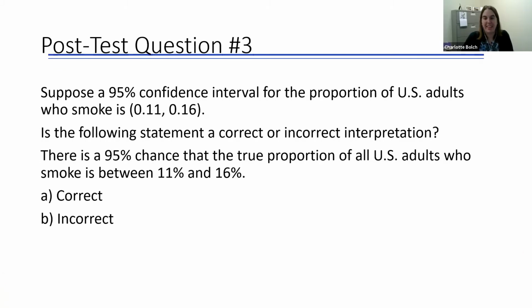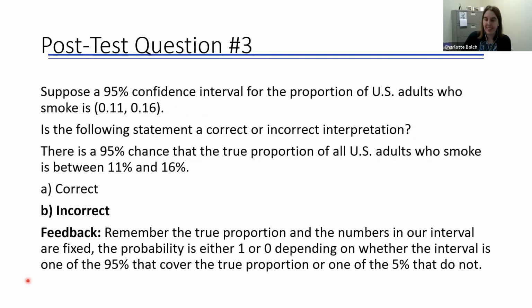I'm seeing Ben's answers, B and David. Yeah, so that is incorrect. So remember, the true proportion and the numbers in our interval are fixed. So the probability is either 1 or 0, depending on whether the interval is one of the 95% that cover the true proportion or one of the 5% that do not. So that's an incorrect interpretation.